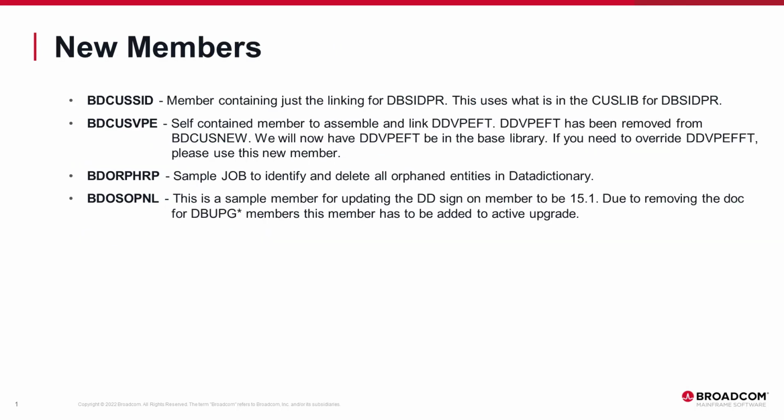These are new members we delivered. The first three are basically examples for you to use if you need them. The last one is actually part of the upgrade process or fallback, how to get to 15.1. It was added to the active upgrade process due to removing the DB UPG members from the documentation. We had to have a member that showed you how to build a sign-on member for 15.1. This member was delivered for that.